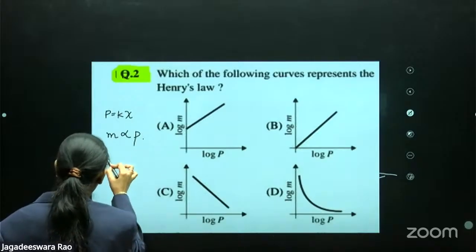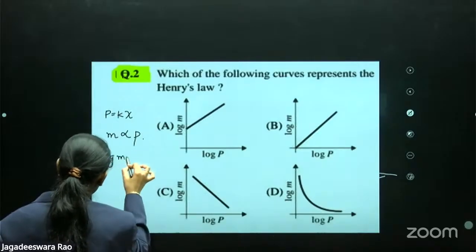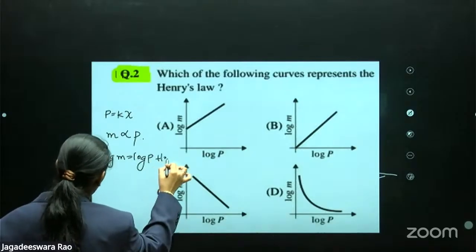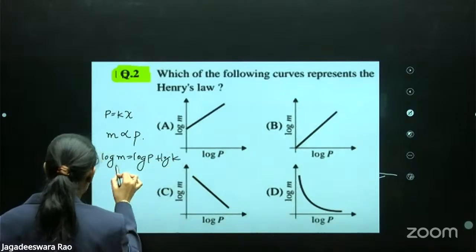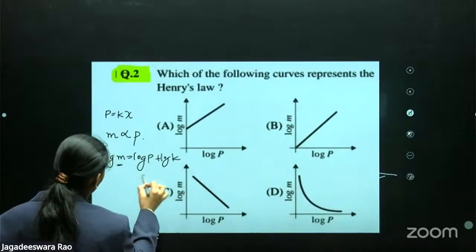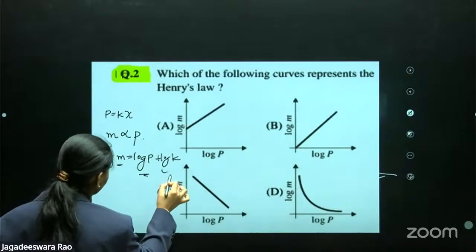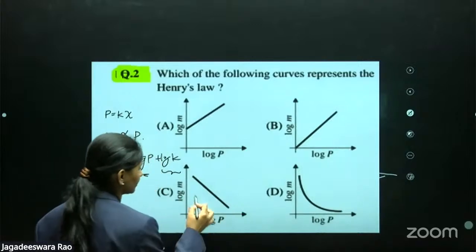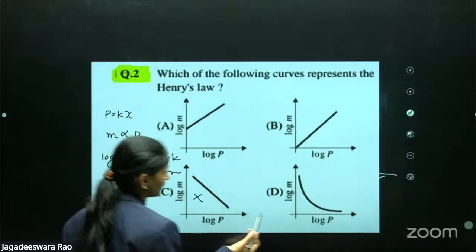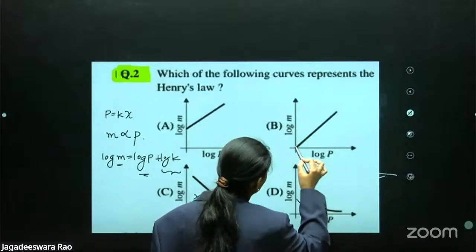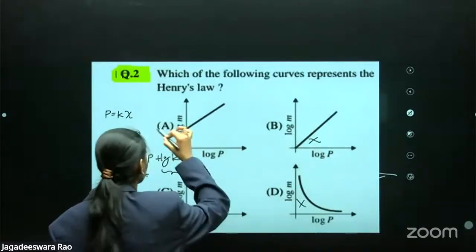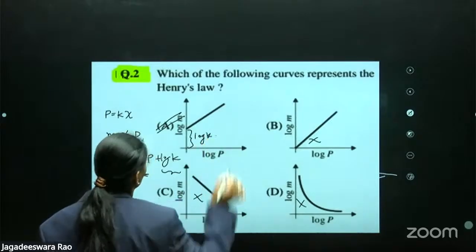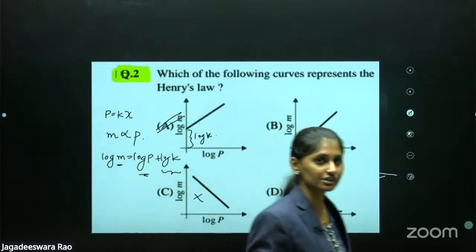So when you draw the graph for this, log M is equal to log P, and if you want to consider Henry's constant also, you can write log K. Now you're drawing log M on the y-axis and log P on the x-axis, and it has a y-intercept of log K. That means the graph should have an intercept. The other graphs are not even starting, joining, this is not a curve, and there is no intercept here. The only graph which shows log K as a value is the first one. That's why the first option is correct.